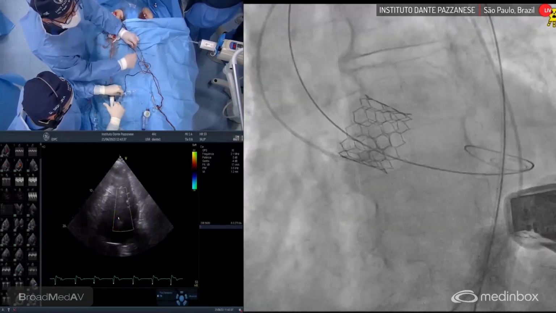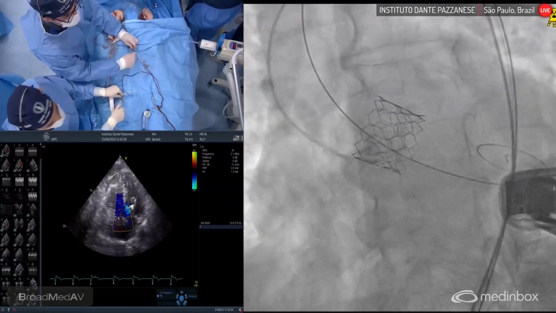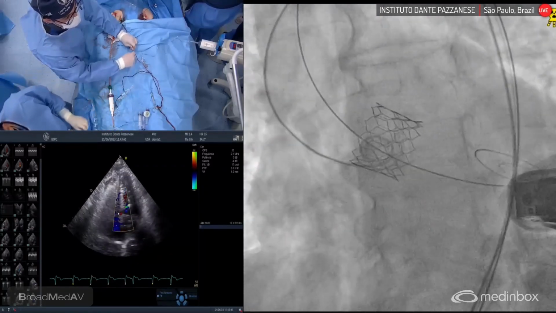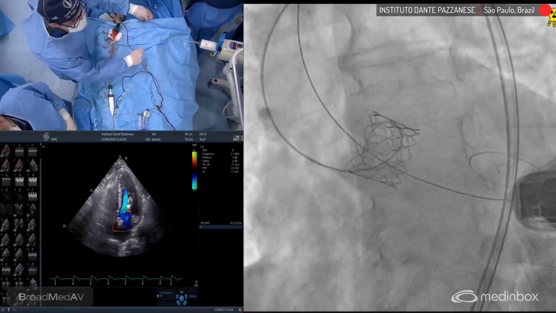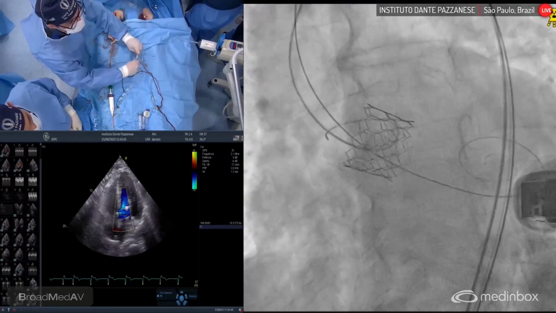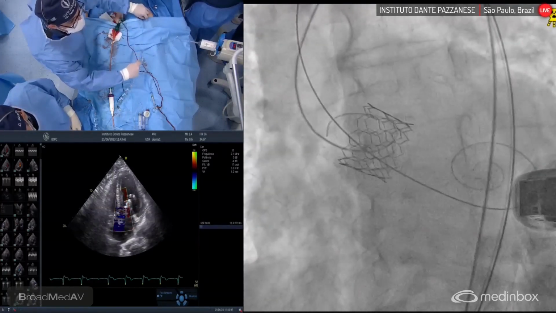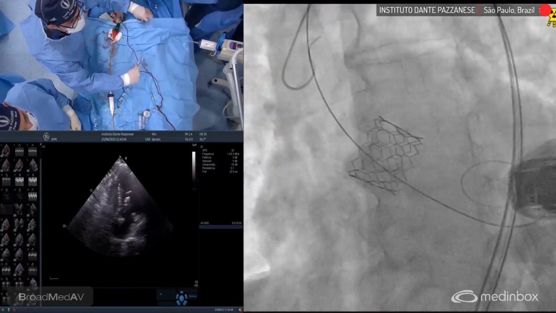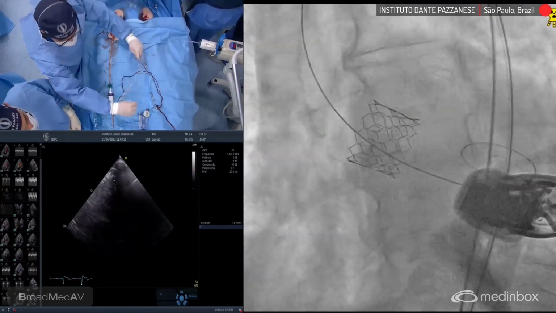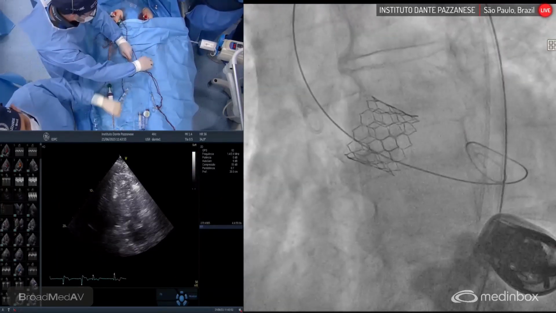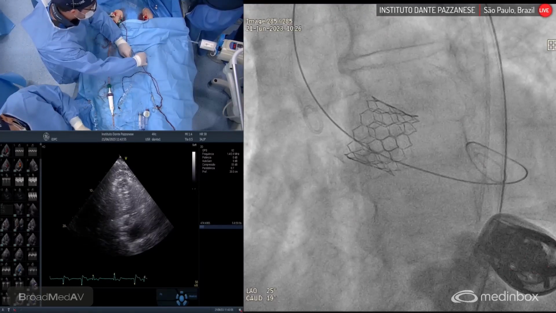Thank you. So let me show you. Wendy, it seems to be a very mild paravalvular leak related to the interventricular septum. I'm going to try another view just to check.